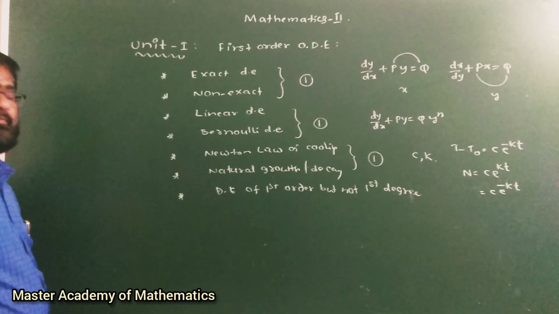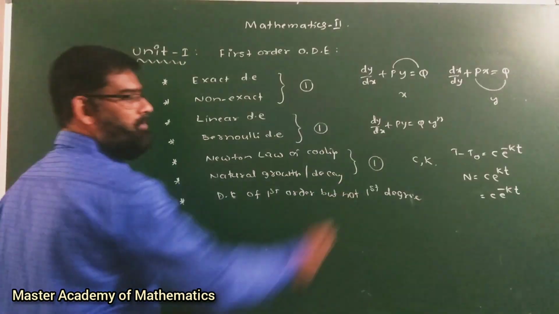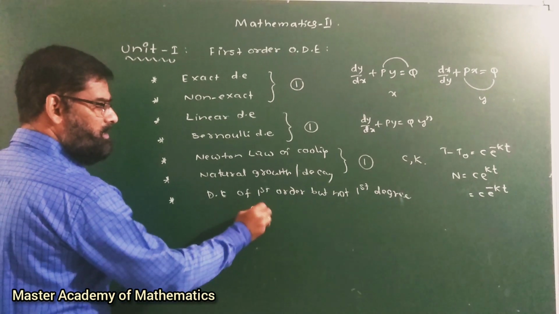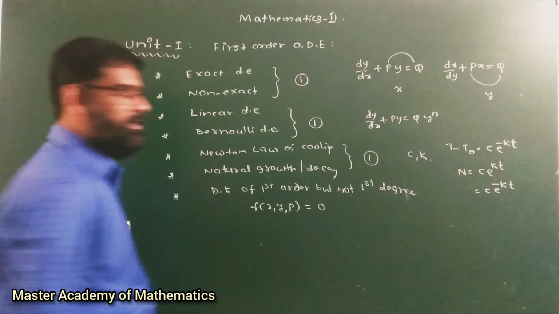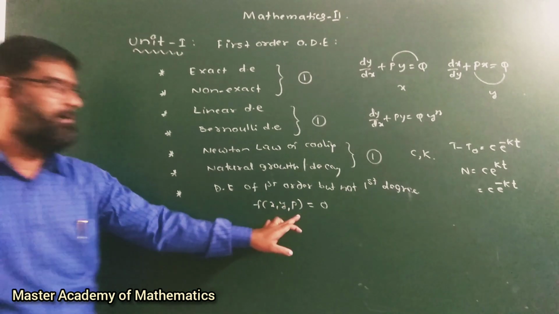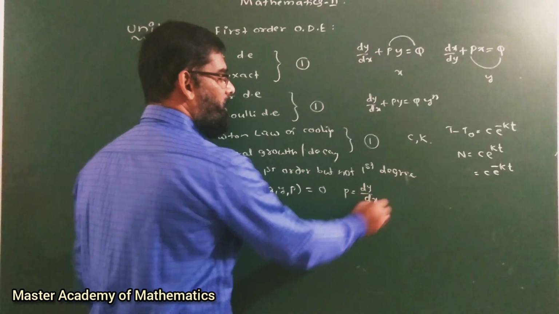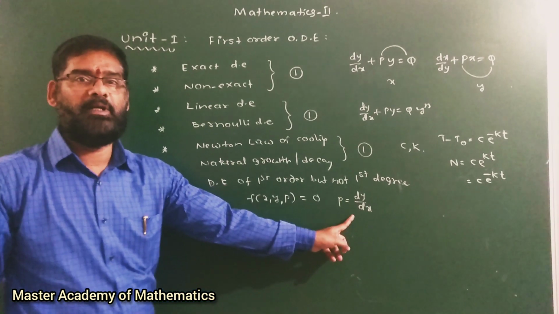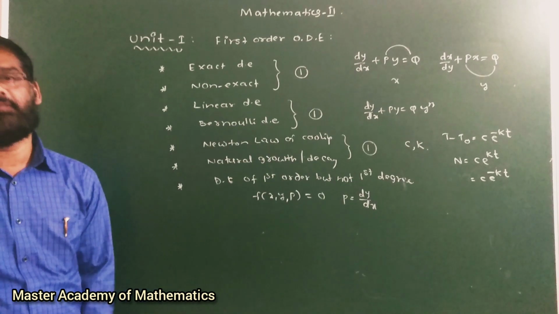Okay. Now coming to the last and final, it is differential equation of first order but not first degree. Generally it is denoted like f of x comma y comma p equal to 0. That means it is a function involving x, y, p. Here p stands for dy by dx. So any expression involving this type of p comes under differential equation of first order but not first degree.